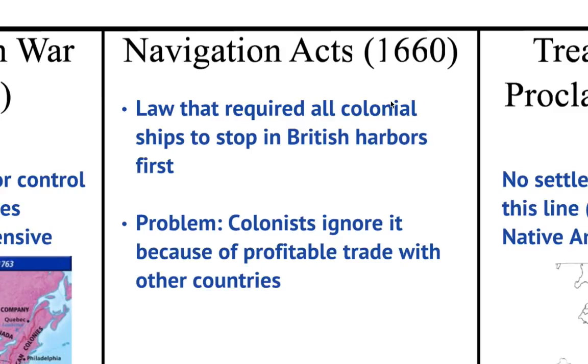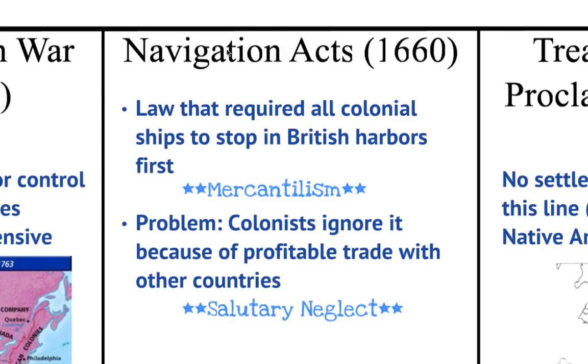So the problem with this is the colonists are not sending the raw materials to their mother country. In fact, they're trading with other European countries and other European colonies, which is good for the colonies because they're making money. Not so good for England and not so good for the king. So I want you to make a note that the Navigation Acts are laws that enforce the idea of mercantilism. But the problem is that the law is being ignored by the colonists, because the king's not enforcing it because he's not paying attention to them.